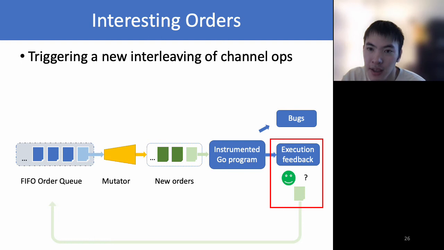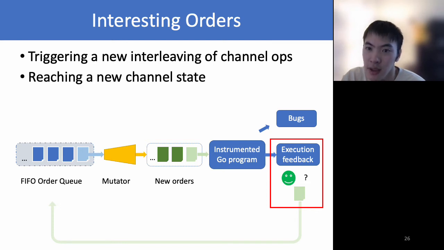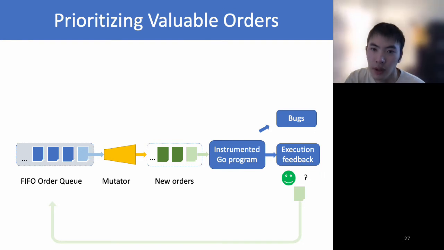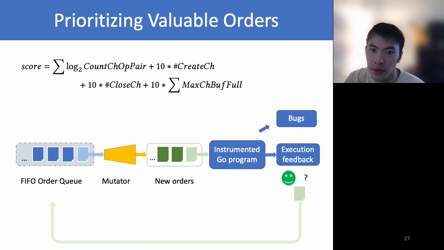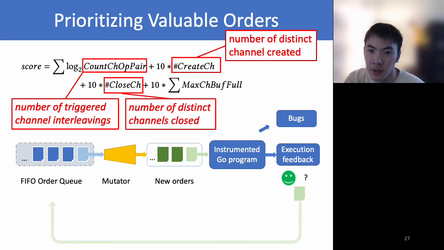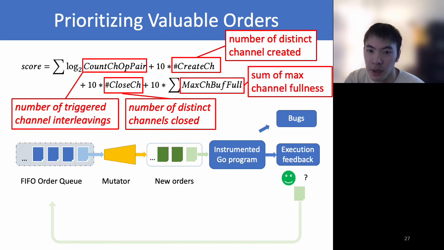We consider an exercised order interesting if it triggers a new interleaving of channel operations and reaches a new channel state, such as a new channel creation, a new channel closing, or a new maximum fullness of a buffered channel. We do not devote equal effort to each exercised order. Instead, we build a score for each order using this formula, which considers the triggered channel interleavings, the number of distinct channels created, the number of distinct channels closed, and the sum of maximum channel fullness. GFAS generates more new orders for an order with a higher score.